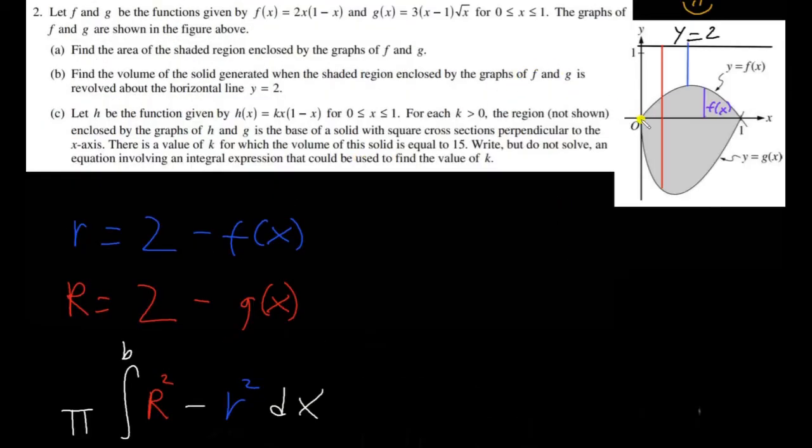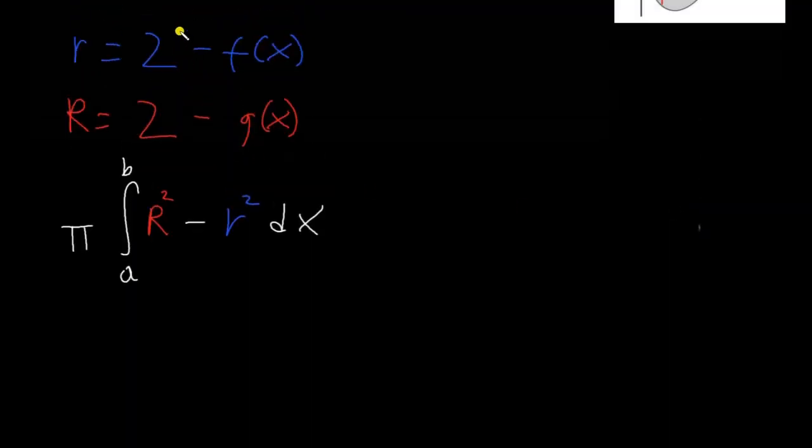So you're starting at x equals 0, and you're going until x equals 1, right? You're starting at 0, ending at 1. So these are your limits for your integration. You're not going any further than that. So in this case, a would be 0, and then b would be 1.